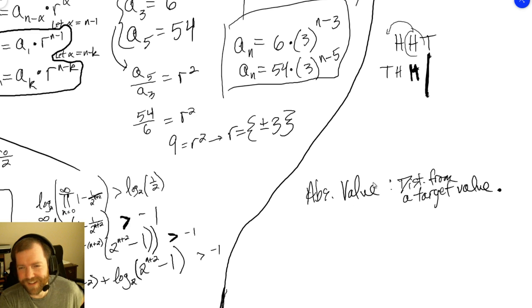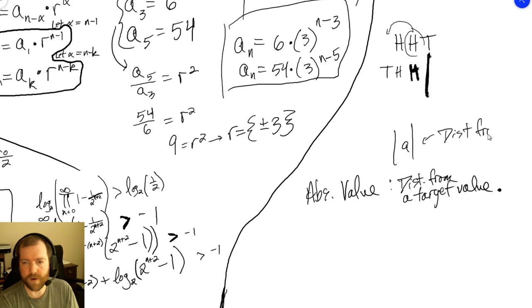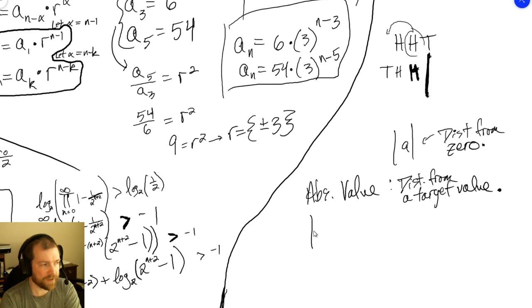So anyway, absolute value, you break it down and you start saying this is the same as talking about the distance from a particular target value. Now, normally, if you're just talking about the absolute value of a, you're saying that this is a distance from 0. But if you think about it, it doesn't have to be from 0. How do you figure out the distance between any two numbers? Well, the distance between any two numbers is what you get when you subtract them.